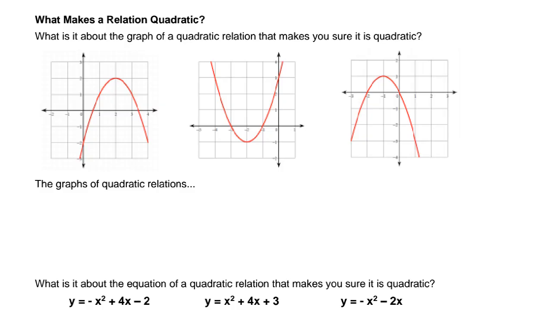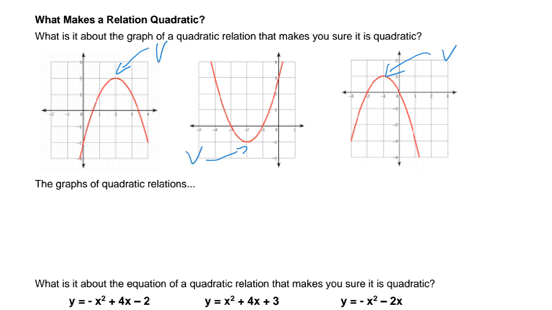All right. So what is it about a quadratic relation that makes you sure it's a quadratic? Let me explain why. Each of these graphs looks very similar. You have one that's opening down, one that goes up and then back down, and one that goes down and back up. When you think of these quadratic relations, we have this point here, and this point here, and this point here. I call that the V.